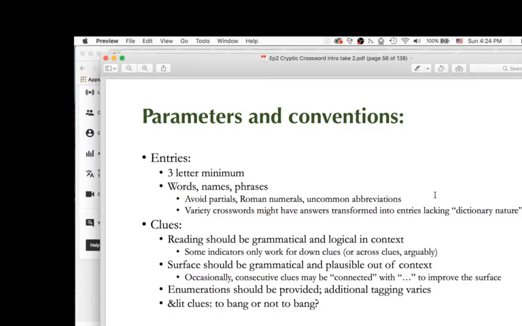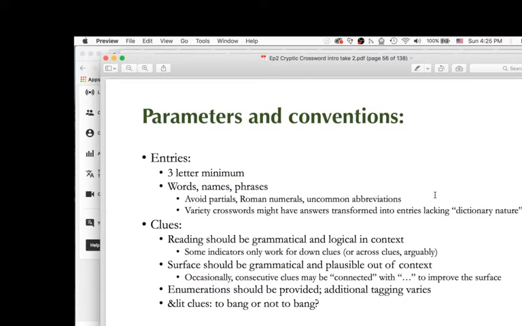One thing that you sometimes see in cryptic crosswords is &lit clues. An &lit clue is a clue where the whole clue can be read as both the definition on its own and the wordplay on its own. And often these clues are indicated by an exclamation point.